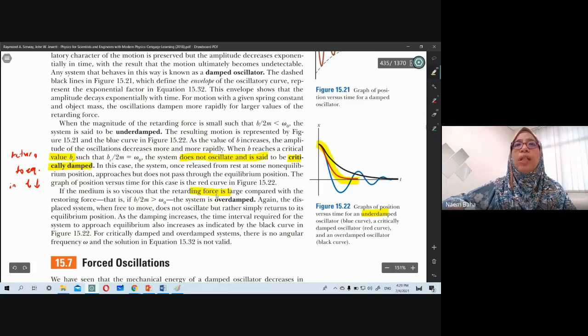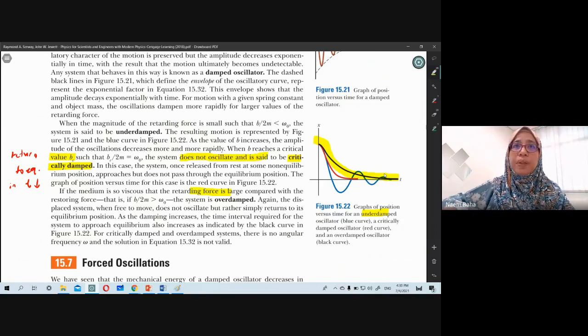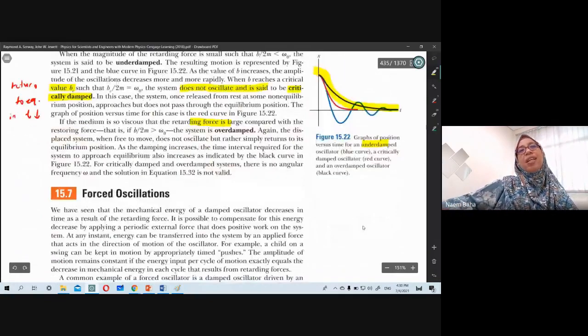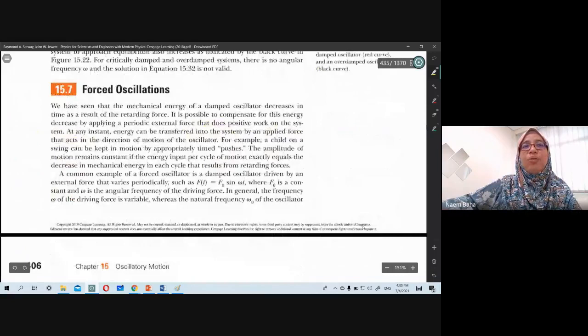While for overdamped, the retarding force is very large compared to the rest, and therefore you will find it takes a much longer time to come to equilibrium, and it doesn't make any oscillation. All right. Last one, forced oscillation.